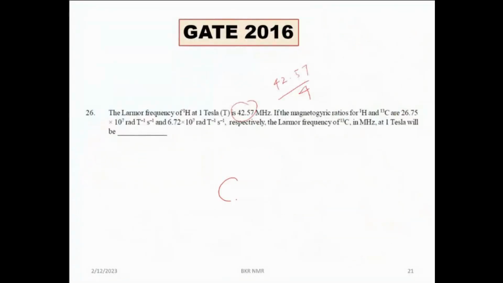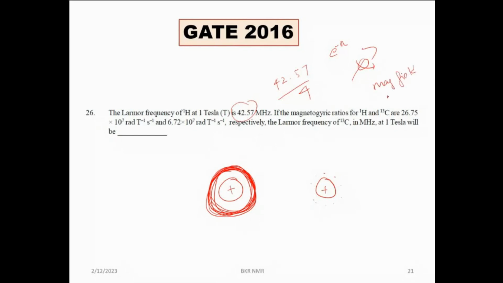Okay, let me take here. So I have a nucleus. I have a nucleus here. ரெண்டு nucleus. இங்க பயங்கர protection, சுத்தி electrons. இங்க less protection. Now what we have said, electrons generate a magnetic moment, and this magnetic field of electron opposes B0.